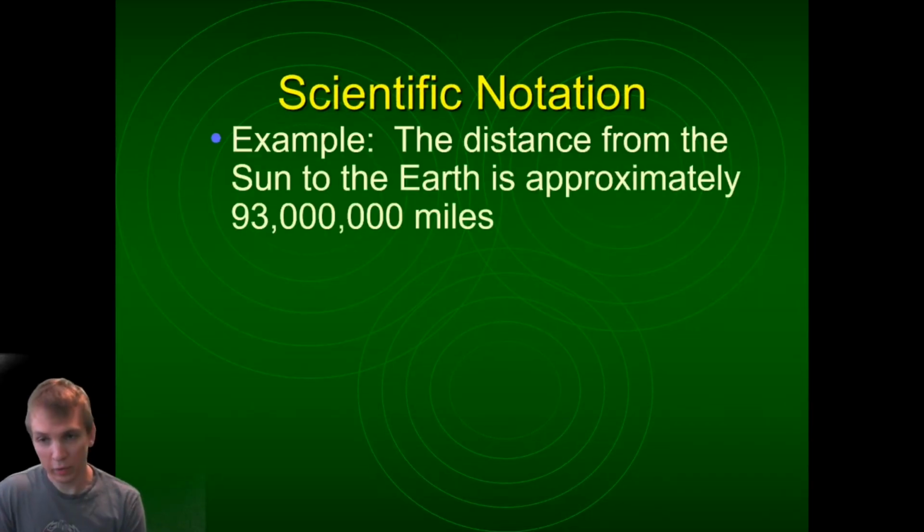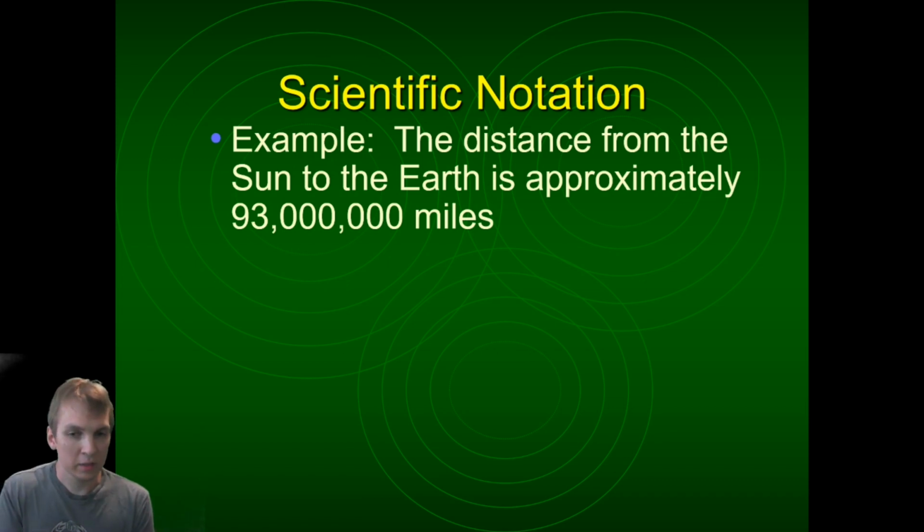All right. Another example that I can give you is the distance from the sun to the earth, which varies very little, but about 93 million miles is that number right there. From the sun to the earth, approximately 93 million miles away.